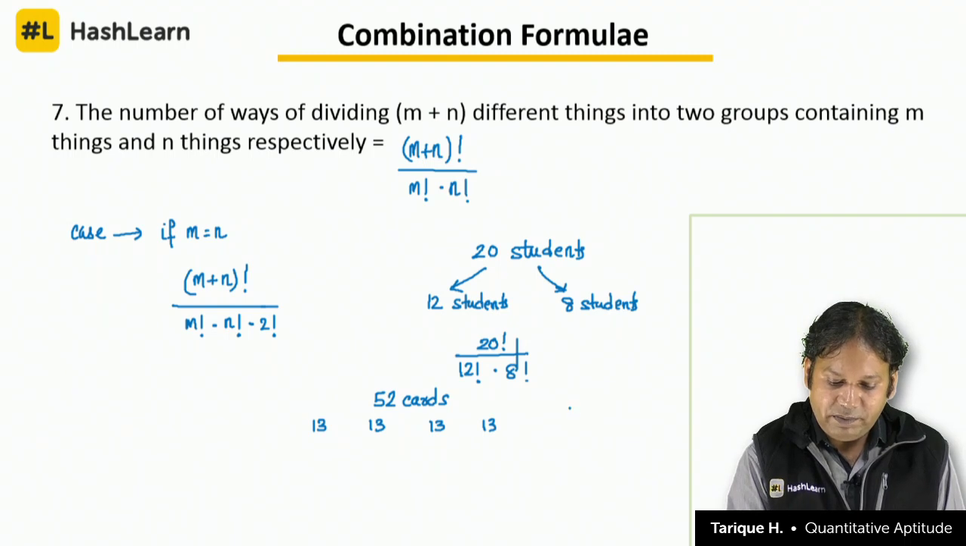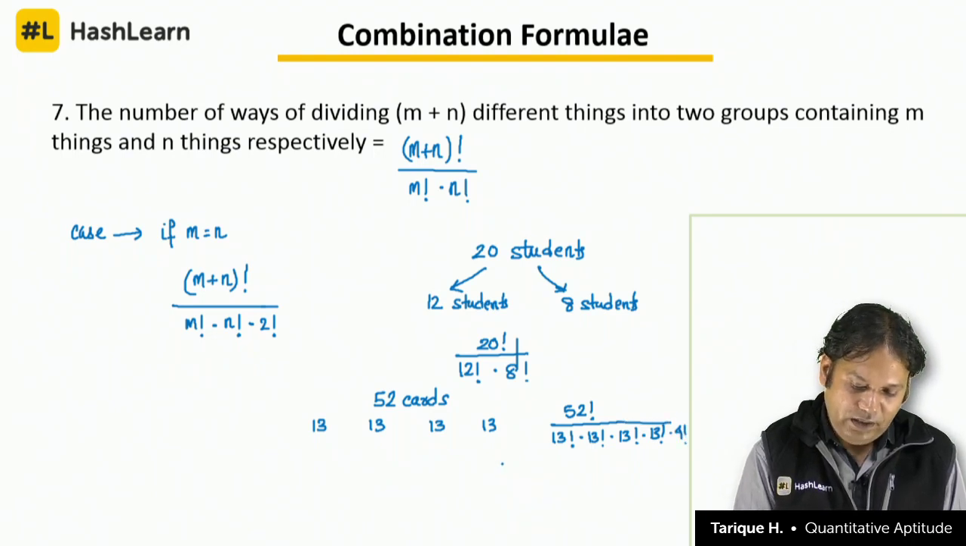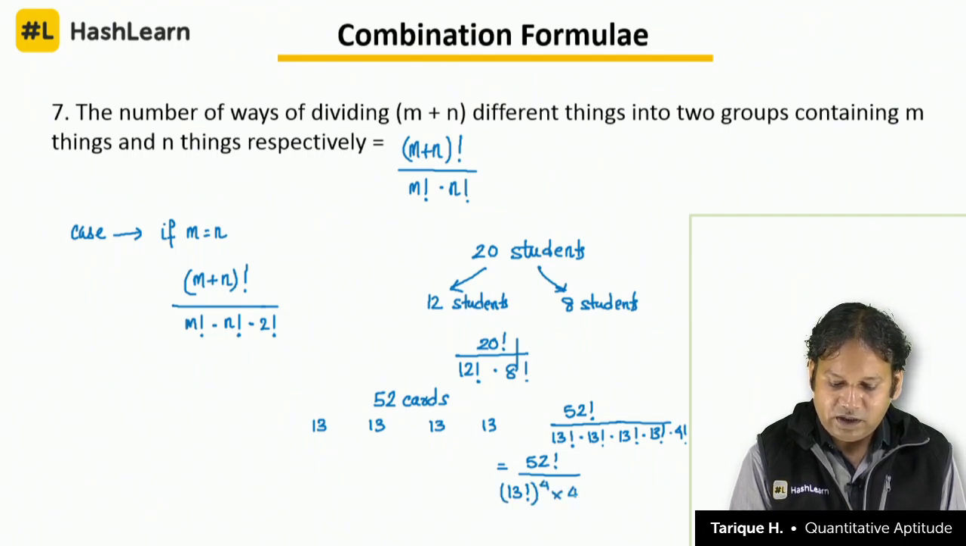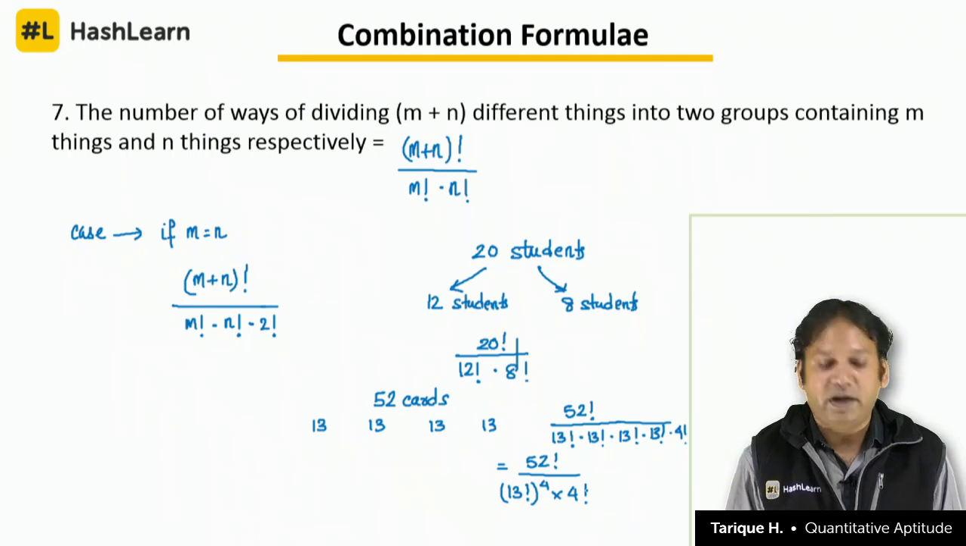So the number of ways will become equal to 52 factorial by 13 factorial into 13 factorial into 13 factorial into 13 factorial into 4 factorial, or we can say it will be equal to 52 factorial divided by 13 factorial to the power 4 into 4 factorial. Okay, that is what we have to understand.